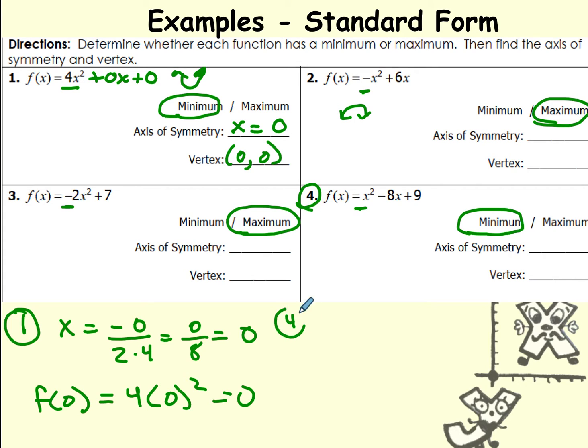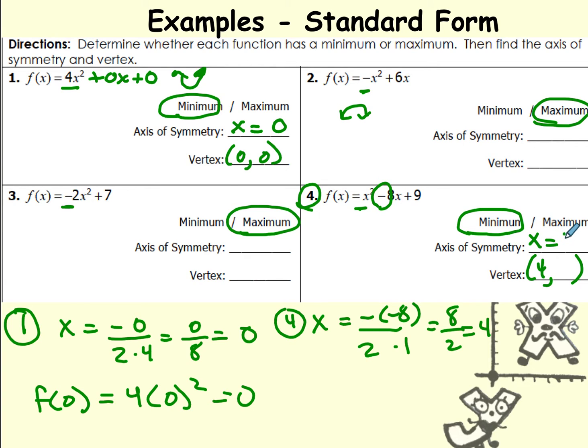Okay, so on number 4, to get my x-coordinate, I'm going to do opposite of b, which b would be negative 8, over 2 times a. A is 1 because I don't see the coefficient in front of x squared. So that gives me 8 over 2, which is 4. So far I know my vertex is going through the point (4, something), and I also know my axis of symmetry has to be x equals 4. So remember, this is also the equation for finding the axis of symmetry, excuse me.